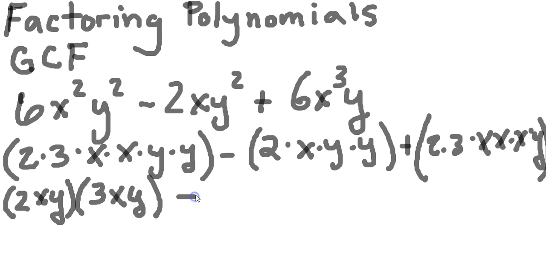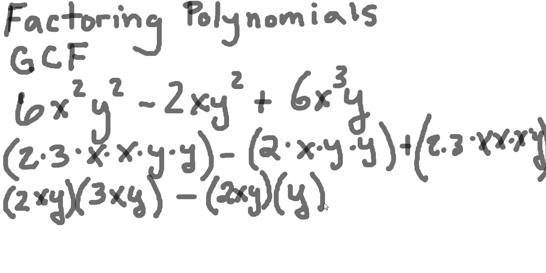Okay, minus. We decided our common term is 2xy. So after the minus sign, we have open 2xy, close, open. The second term is 2 times x times y times y. So all we have left in this middle term is just 1 y. We pulled everything else out for our greatest common factor. So we have open parentheses y close. So our second term then becomes open 2xy close times y.